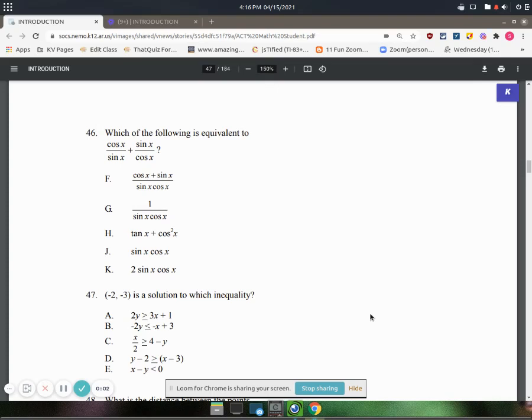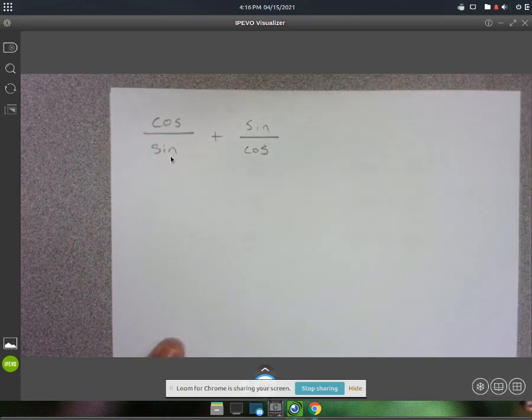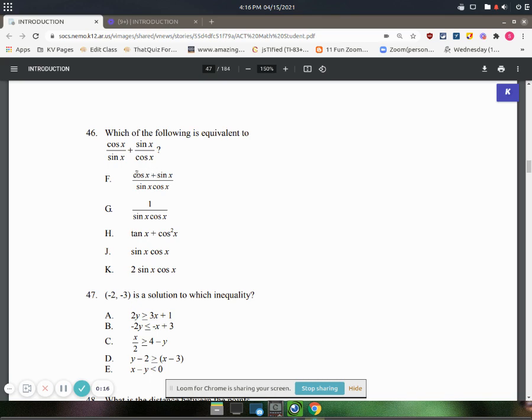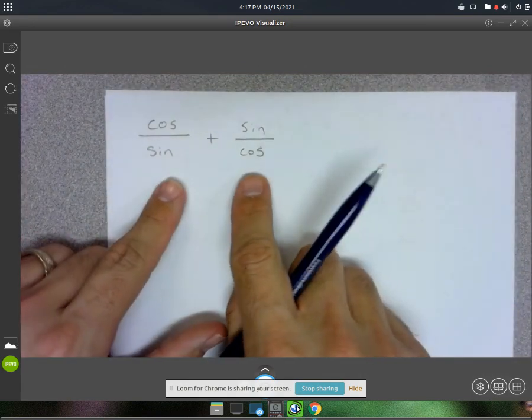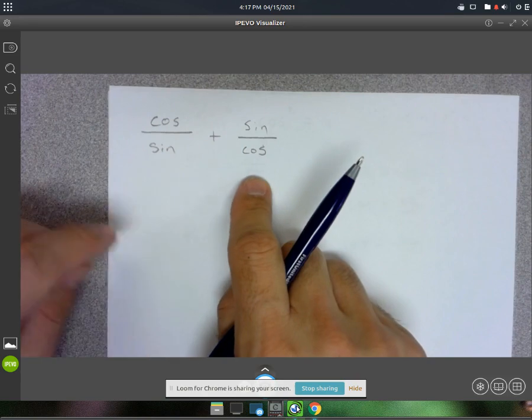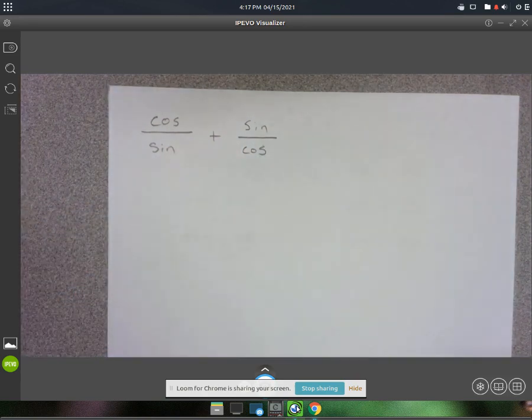Okay, so I found a couple more trig question types. In this one, oh gosh, I can't see the paper. They're giving us cosine over sine plus sine over cosine, and they're wanting us to simplify that down to one of these answer options. The thing to notice here is that in the answer options, there weren't two separate fractions, so we actually need to put these fractions together somehow.